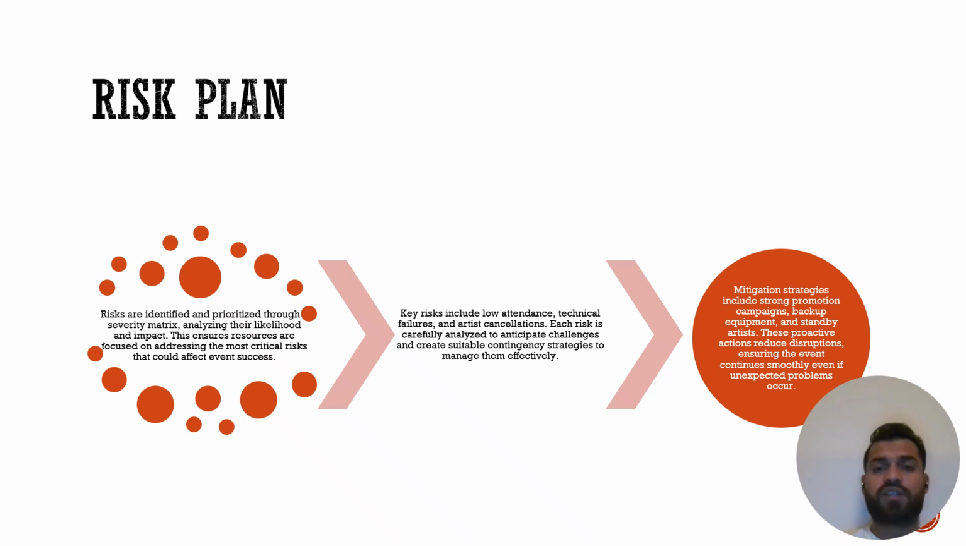I looked at possible risks that could affect the success of the art fundraiser. I used a risk severity matrix to identify which risks are more serious, based on how likely they are to happen and how much impact they could have. For example, low attendance is a high impact risk, so I suggested strong promotion and community outreach to prevent it. I also included risks like technical issues, artist cancellations, and bad weather.